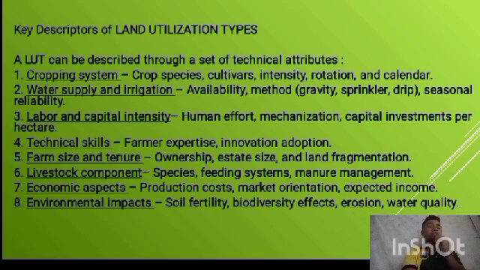Key descriptors of land utilization. From the word itself, descriptors describe how individuals can utilize their lands. The first: land utilization type can be described through a series of technical attributes, so cropping system, crop species, cultivar, intensity, rotation, and calendar. Second, water supply and irrigation: availability, methods like gravity, sprinkler, or drip, and seasonal availability.